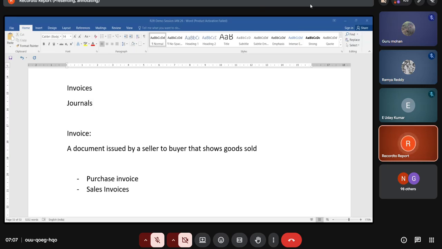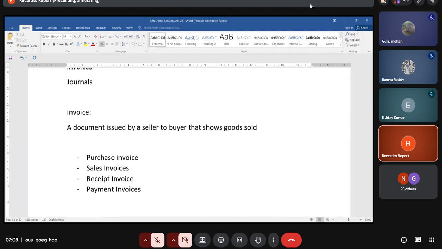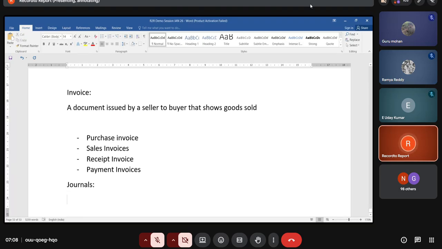So transactions happen in two ways, guys. One is invoices, where the bill is issued. Like if you make a payment, they will give you a receipt or invoice. If you pay something, that is a payment invoice. So these are the invoices, guys, and there is a difference between invoices and journals. In real time, we will not record the invoices, guys. We will record journals.